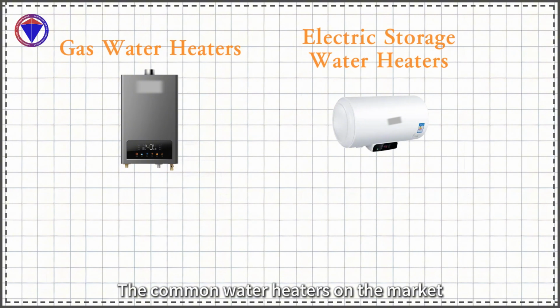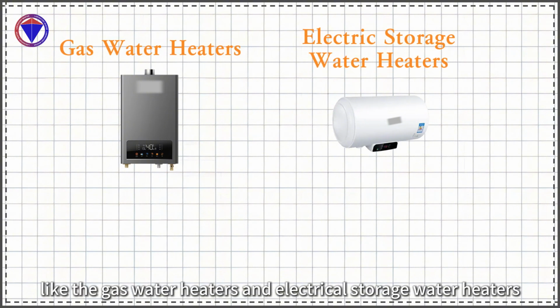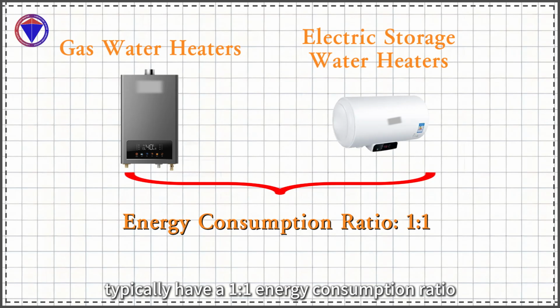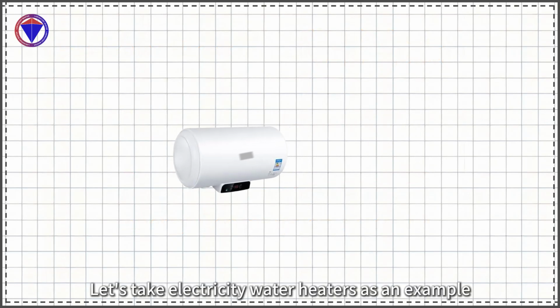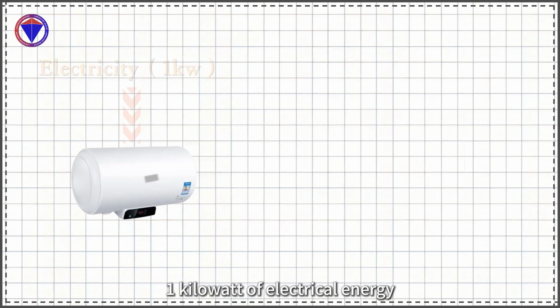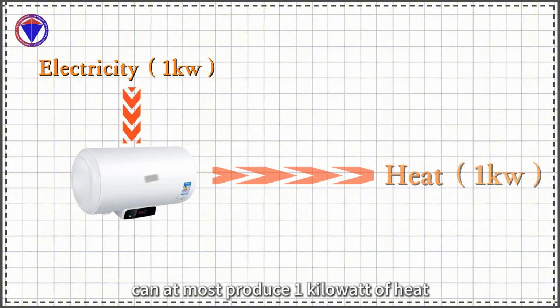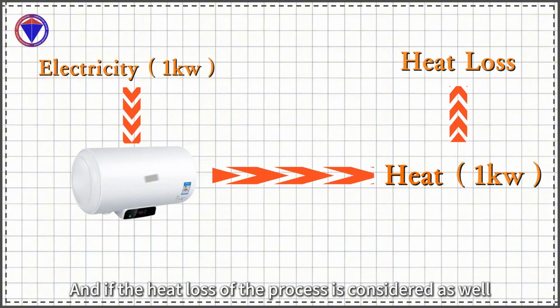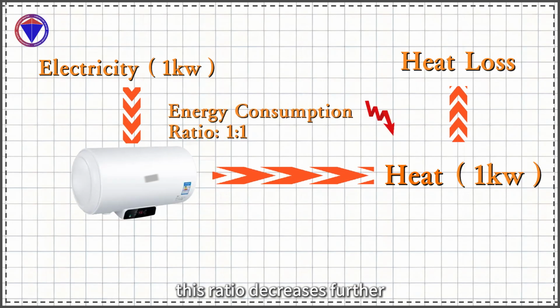The common water heaters on the market, like gas water heaters and electrical storage water heaters, typically have a 1-to-1 energy consumption ratio. Let's take electric water heaters as an example. 1 kilowatt of electrical energy can at most produce 1 kilowatt of heat. And if the heat loss of the process is considered as well, this ratio decreases further.